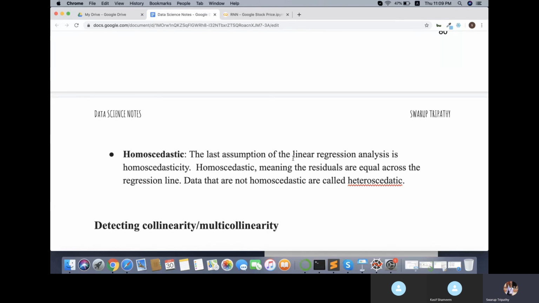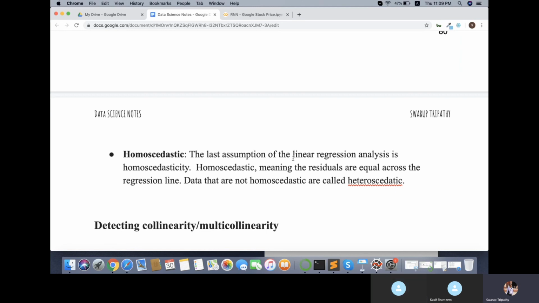Data should be homoscedastic. If residuals are not equal across the regression line, if on one side data is more and on the other side data is less, then it will be called heteroscedastic. But here in regression, we assume that our data is homoscedastic. Getting this? Yes. Okay, so these are the 5 assumptions.